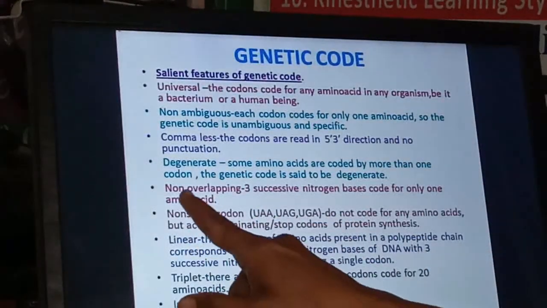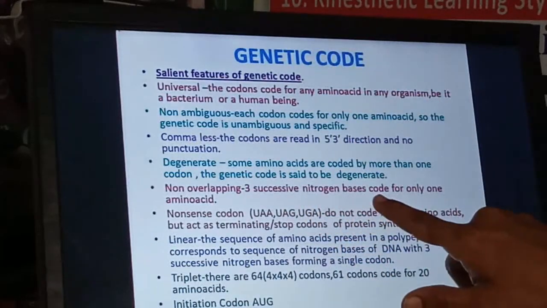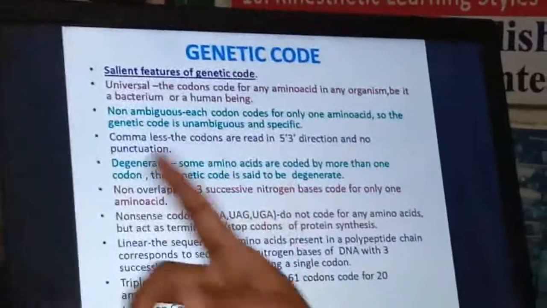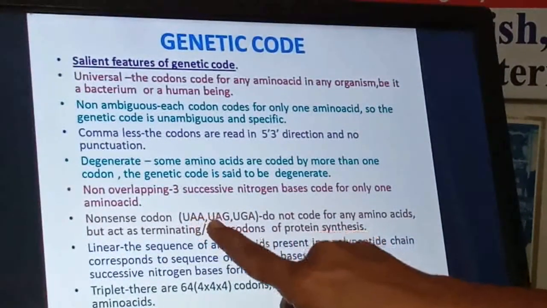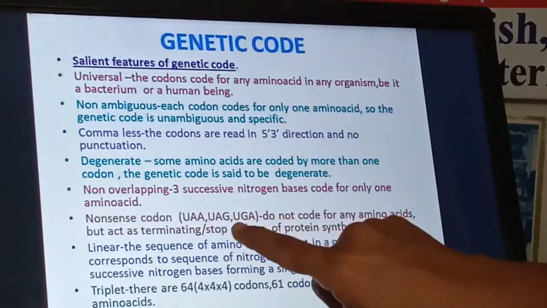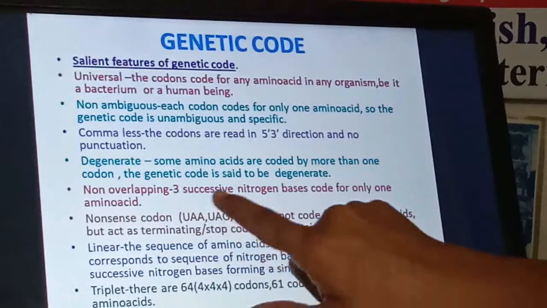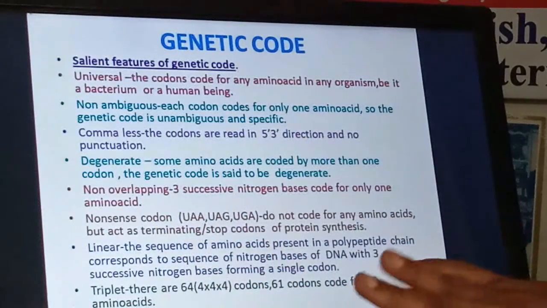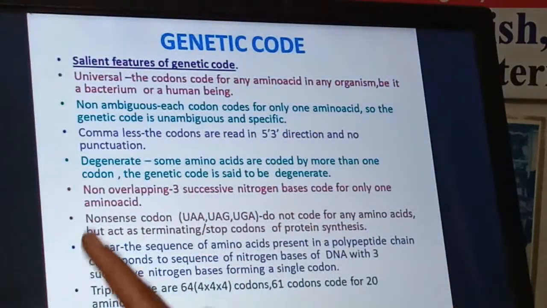Next salient feature is non-overlapping. Three successive nitrogen bases code for only one amino acid and they will not overlap. Here, if you say UAA, the next codon will start after this, that is UAG. It will not be AAU or AUA. So overlapping is not there. That's why the next salient feature is the non-overlapping genetic code.